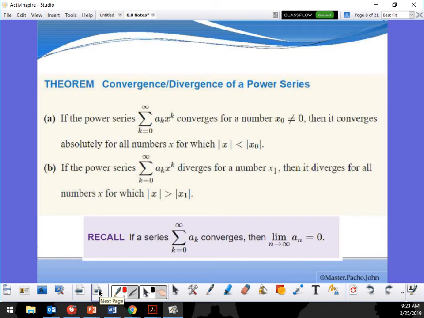All right, so the theorem on convergence and divergence of a power series. If the power series converges for a number x sub naught not equal to 0, then it converges absolutely for all numbers x for which the absolute value of x is less than x sub naught. If the power series diverges for a number x sub 1, then it diverges for all numbers x for which the absolute value of x is greater than x sub 1.